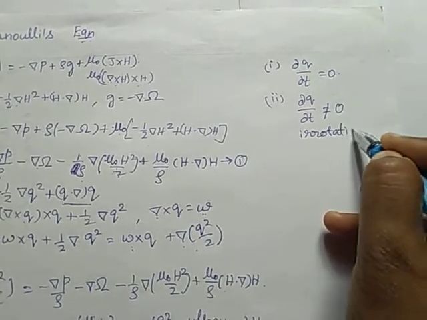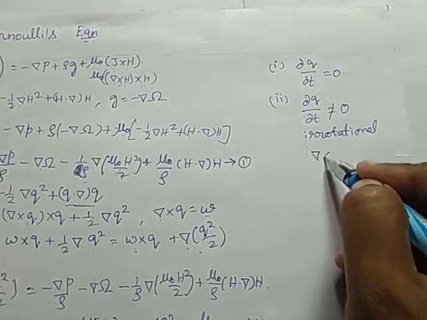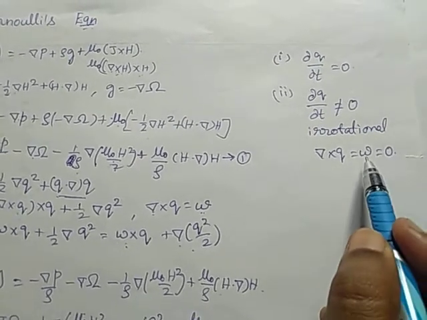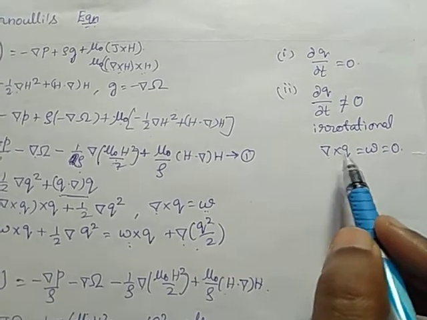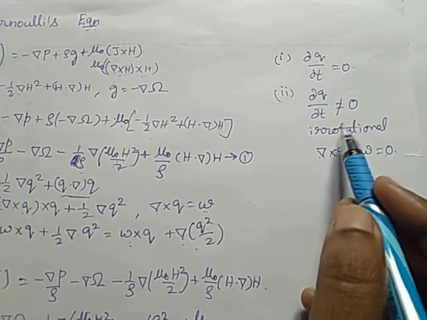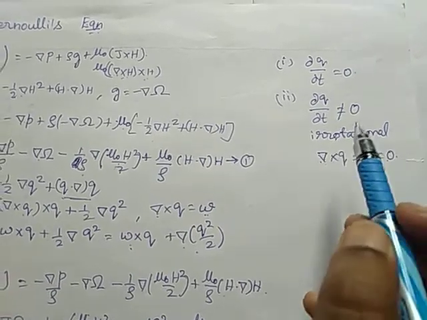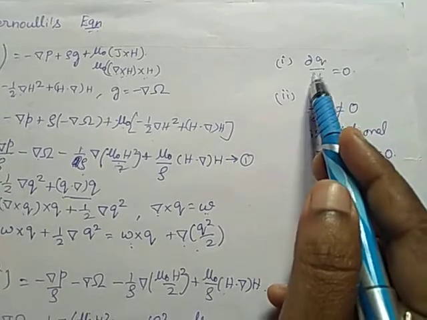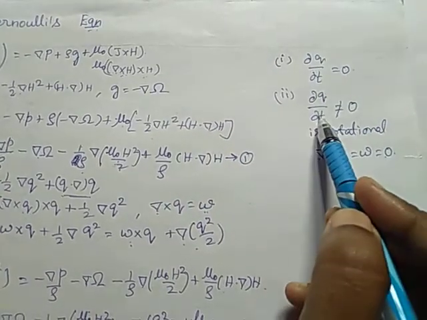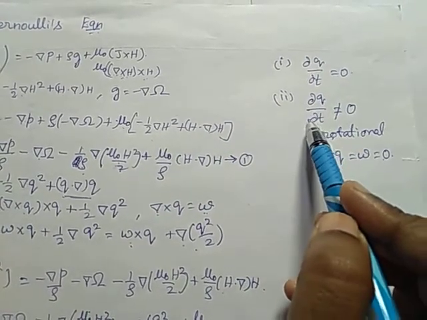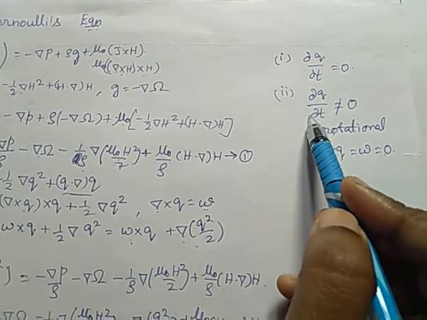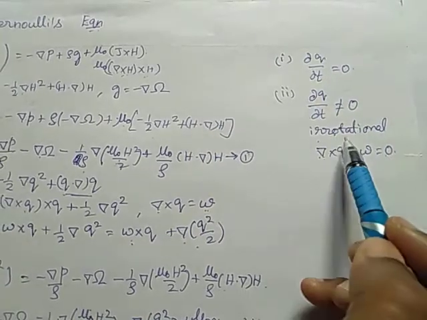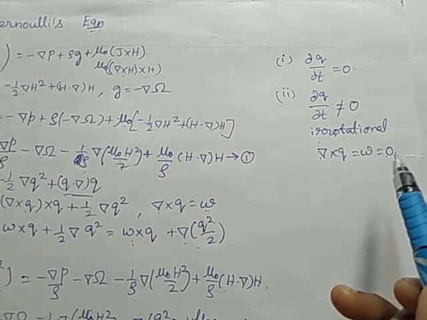So irrotational means del cross q is equal to omega is equal to 0. Already we have substituted omega as del cross q. Del cross q is equal to 0 in case of irrotational flow. So we are going to solve the equation in two cases. First case for steady flow. Second case is for unsteady flow and irrotational flow. For unsteady, dou q by dou t is not equal to 0. For irrotational, del cross q is equal to 0.